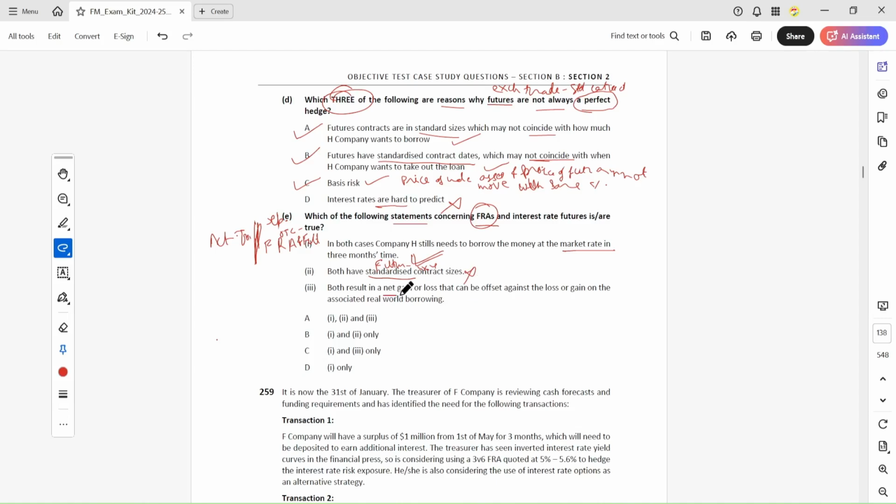Both result in a net gain or loss to offset against each other. Yes, because if we gain here, we lose here. If we gain here, we lose here. So this is right: 1 and 3.